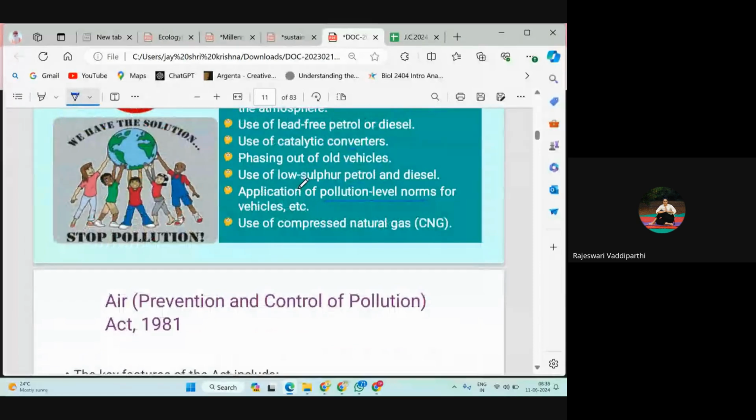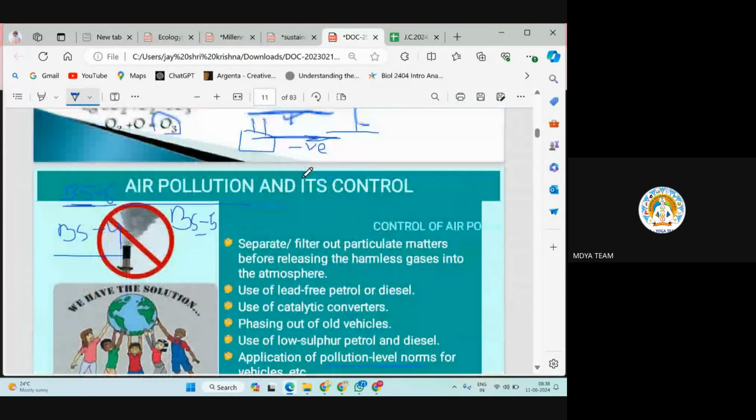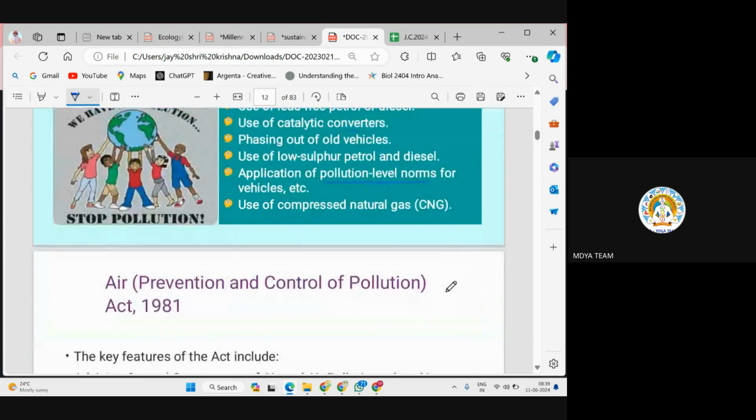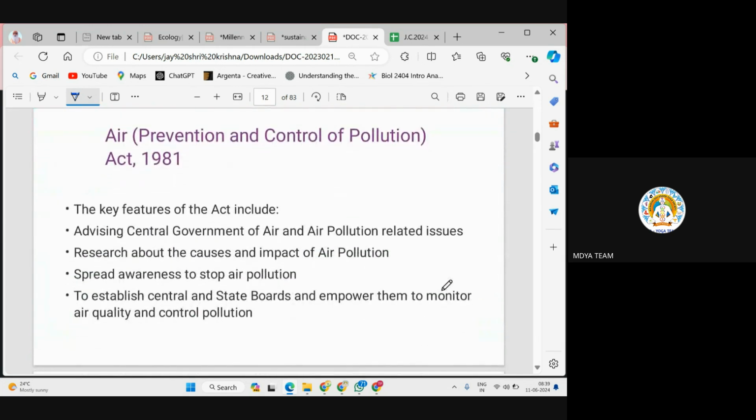Okay. So we were talking about prevention of air pollution and how we can control it. These are some steps which we can take in order to reduce air pollution. This is not that important from an examination point of view, but the next slide is very important. This is the Air Prevention and Control of Pollution Act 1981.